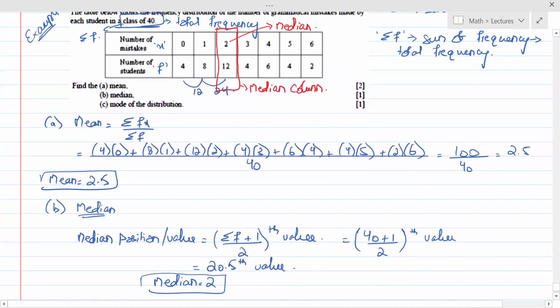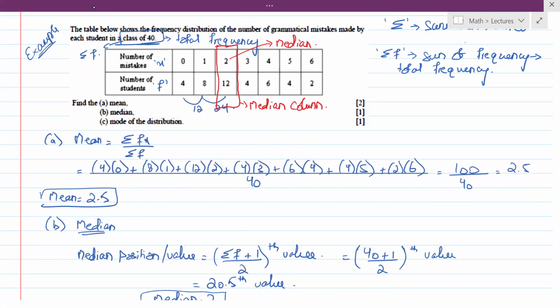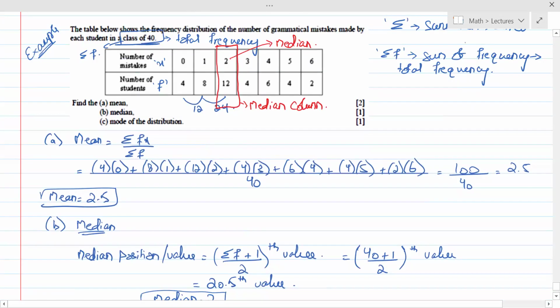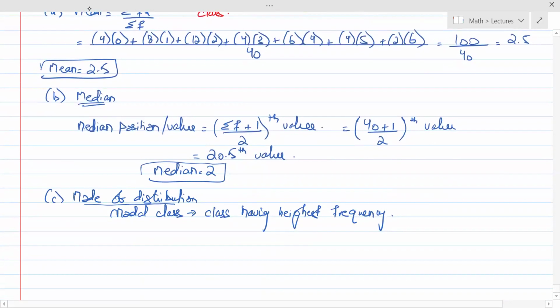Okay. So looking at this data, we have the frequencies 4, 8, 12, 4, 6, 4, 2. And out of all these frequencies, 12 is the highest frequency. So the column having the highest frequency would be the modal class for us. And the value of x of the modal class would be the mode. So mode in this case would be 2 only.